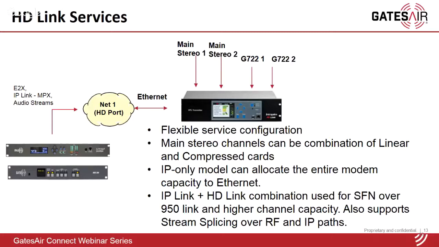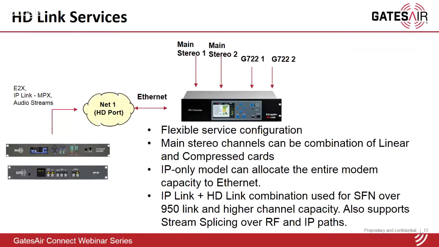So besides E2X traffic, the Ethernet services can also transport IP link codec streams. Both audio and analog digital FM MPX can be sent across the HD link. And there are a couple of reasons why somebody would use IP link with an all IP HD link system. One of the use cases is SFN over a 950 megahertz STL link, and the other one is to transport more than two stereo channels. IP link supports new audio compression algorithms such as AAC-HE and Opus, which require significantly less data rate than aptX, which is what HD-Link supports.